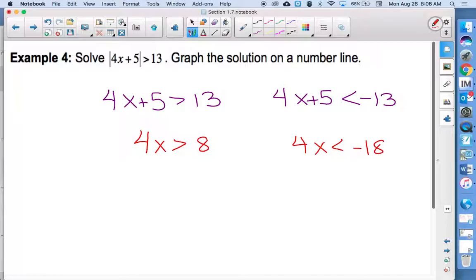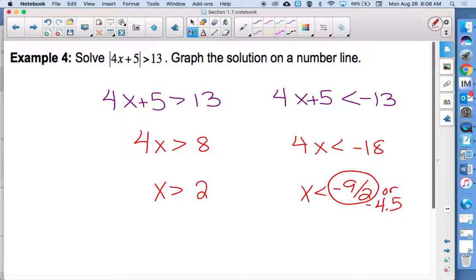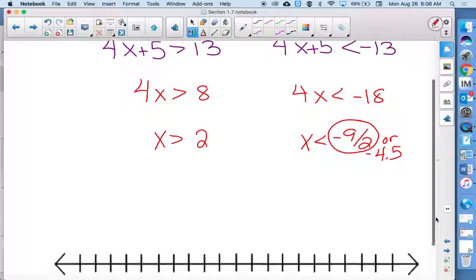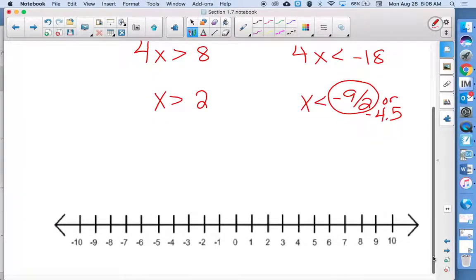So Stephen, one answer would be x is greater than 2, and the second answer, x is less than negative 4.5, negative 9/2. Again, I'm going to try and get you to keep that answer as a fraction. Not even a mixed number, as a complex fraction. So negative 4.5, negative 9/2, x would be less than, and then x is greater than 2.